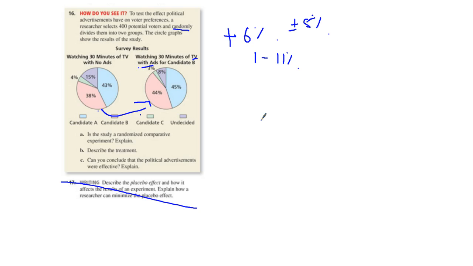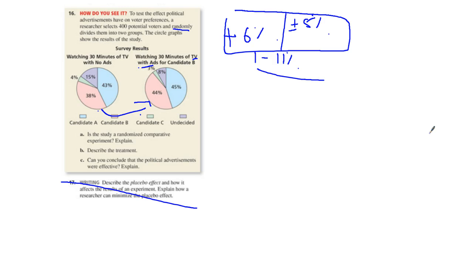So because it's from 1 to 11%, there's at least a small amount of increase for watching the TV with ads for candidate B. And I'm gonna tell you how to calculate the margin of error in the next section, which will be the final slides that I'll make for this in the 10.5. So it will be 1 to 11%. So then we will have an increase, right? That's great. We have an increase.